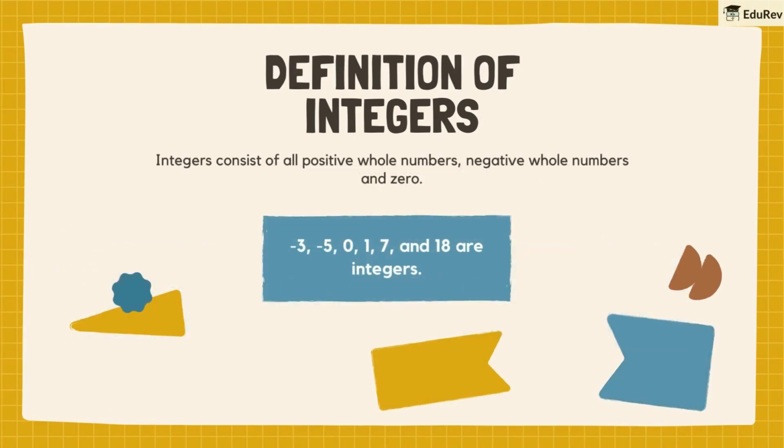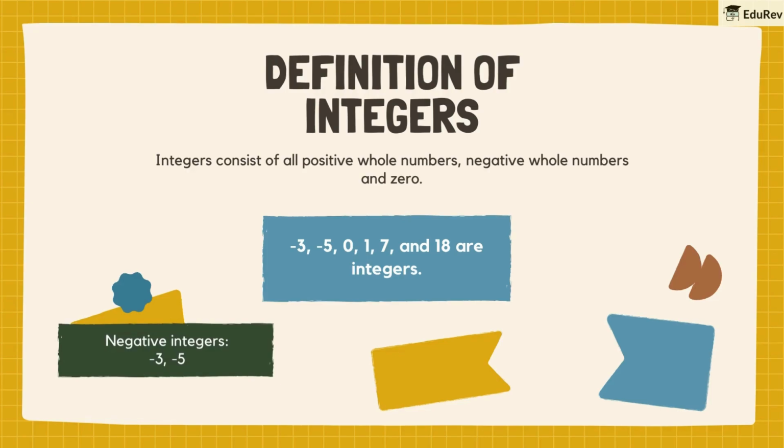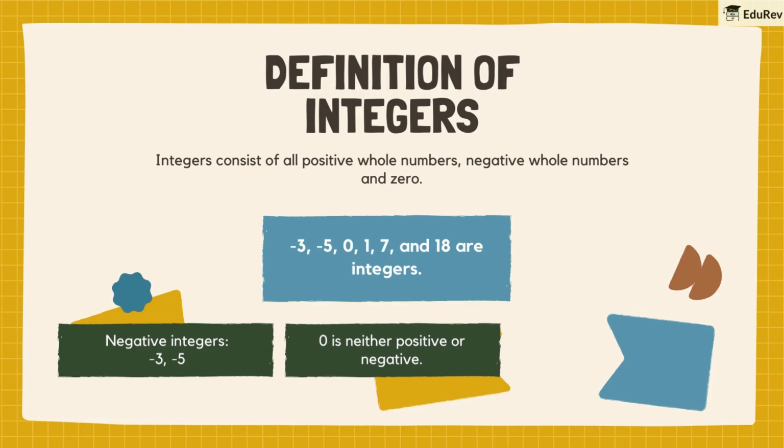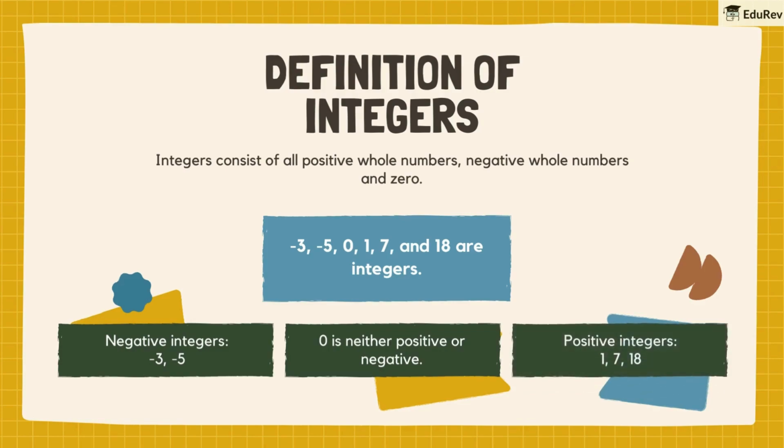Let's break down integers a bit more. Negative integers are numbers less than 0, like -3 and -5. 0 is super special because it's neither positive nor negative. Then, we have positive integers which are numbers greater than 0, like 1, 7, and 18. So, integers can be negative, 0, or positive.